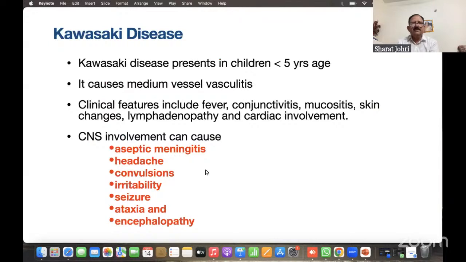Kawasaki disease is another disease which affects the medium vessels. It is a secondary vasculitis that can affect the brain. It affects mainly children. I have not talked about vasculitis in children because this is mainly the pediatric neurologist's age group, but Kawasaki is one disease which affects children less than 5 years of age. The features include fever, conjunctivitis, mucositis, skin changes, lymphadenopathy, and cardiac involvement. CNS involvement can cause aseptic meningitis, headache, convulsions, irritability, seizures, ataxia, and encephalopathy.